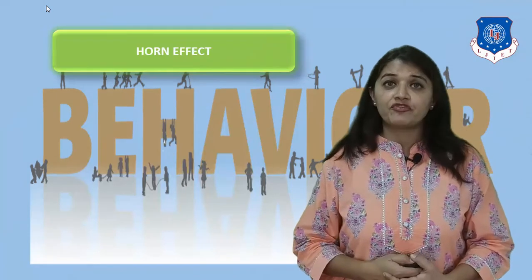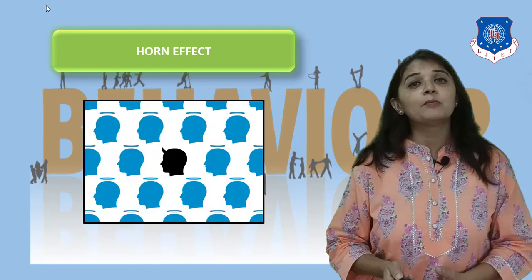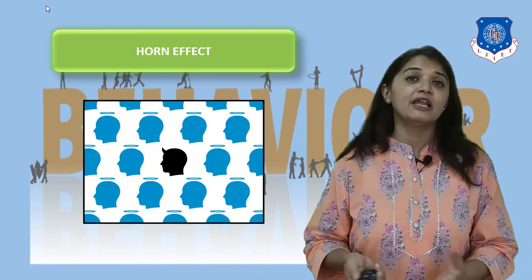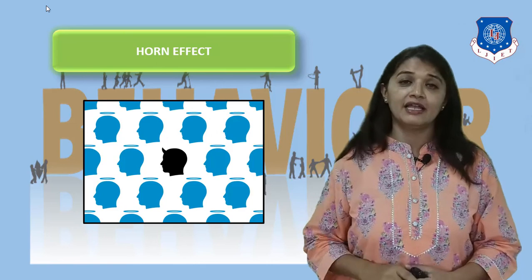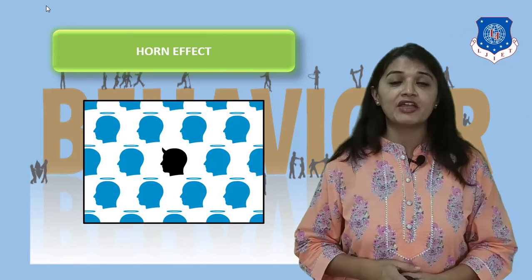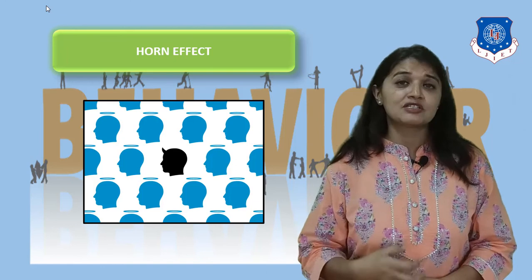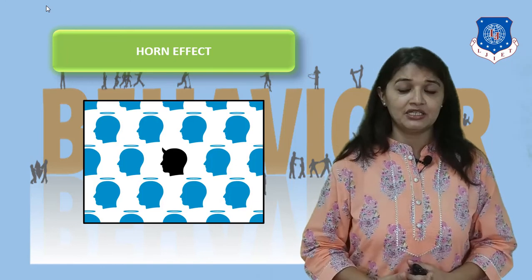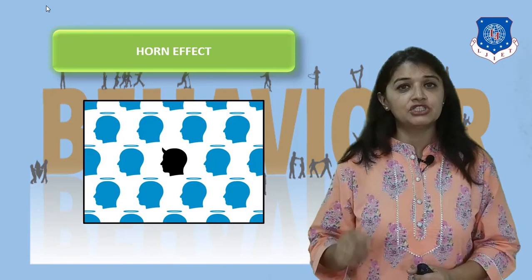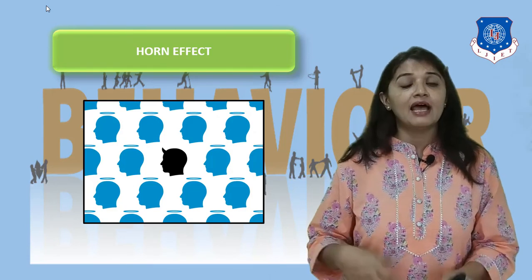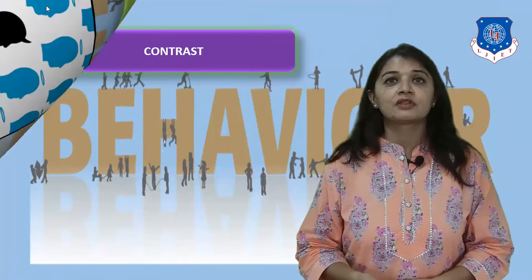The next error of perception is horn effect. Now, horn effect is completely opposite to that of the halo effect. So just like in the halo effect, we see a halo on the head of a person, in the horn effect, we see a devil in a person. So suppose a person has made a mistake initially or is bad at one thing, everyone will judge that person to be bad at everything. So this is called the horn effect.